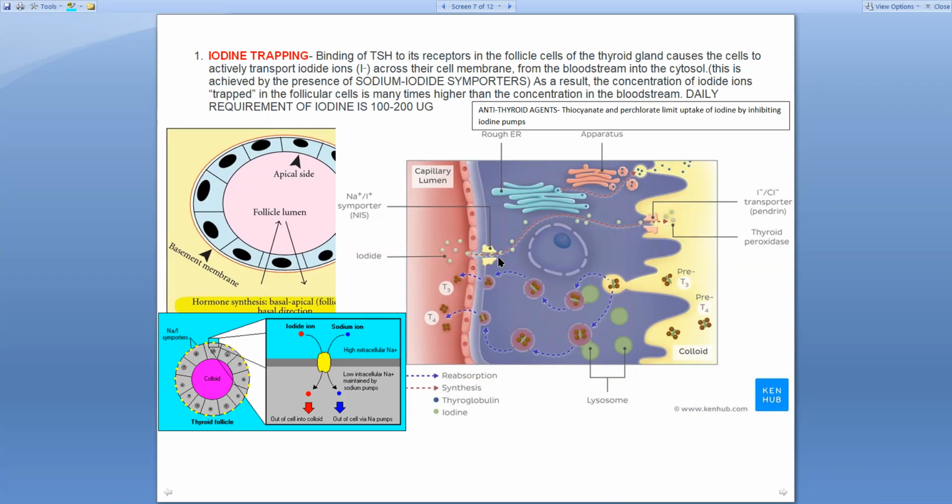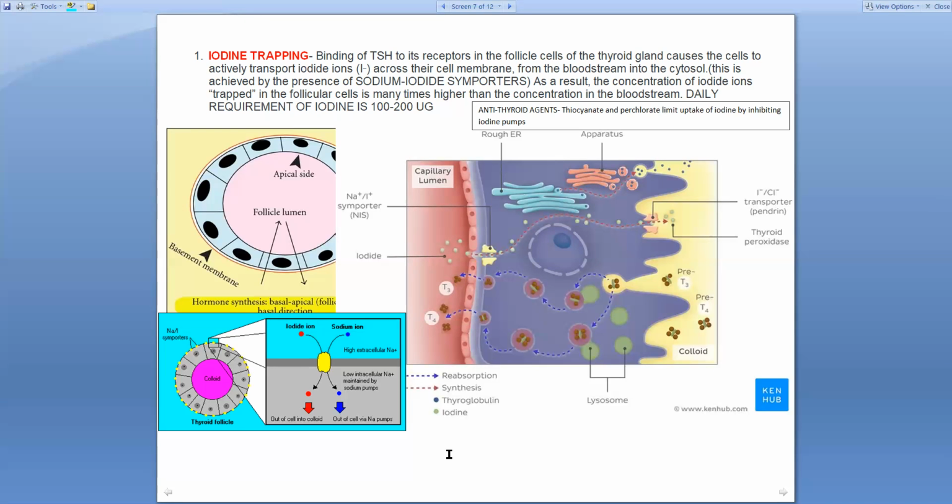iodide is transferred from the blood into the cell through the sodium iodide symporter, which is also called the iodine pump. And if sodium is not present, this pump will not transport iodide. So symporter, both ions are necessary. When both ions are present, only then this transport will occur. So this is the first step in which iodine is trapped. Iodine is trapped from the blood into the follicular cells, and this iodine trapping is very important.